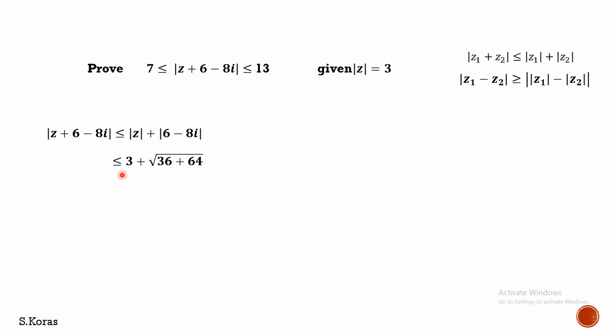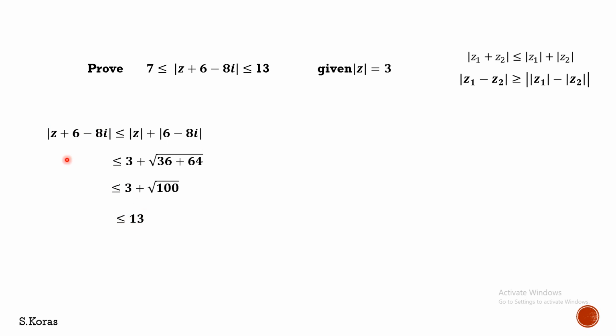So substitute it here. Modulus, you know very well, is the square root of 6 squared plus minus 8 the whole squared. 6 squared is 36 plus minus 8 the whole squared is 64. If we simplify it, we get the square root of 100, that is 10. 10 plus 3 is 13. So it is clear the modulus of this is less than or equal to 13.